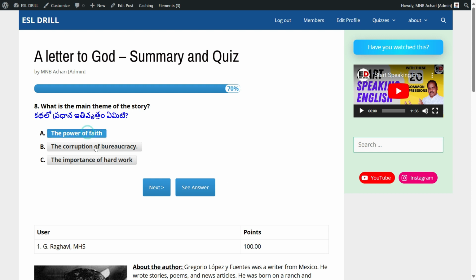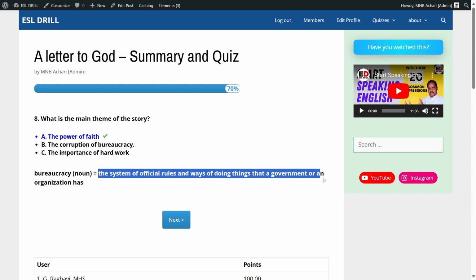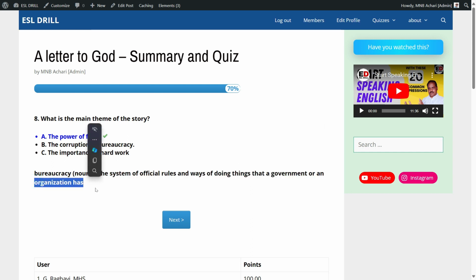The power of faith, the corruption of bureaucracy, the importance of hard work. It's not the corruption of bureaucracy. It means actually it's not about how post office people were involved in corruption or something like this, or the importance of hard work. It's not about that. It's about the power of faith. I mean, the whole story is about Lencho's unconventional faith and its power. The answer is right. Here I have mentioned the meaning: bureaucracy, the system of official rules and ways of doing things that a government or an organization has. Here, post office is used as an example.